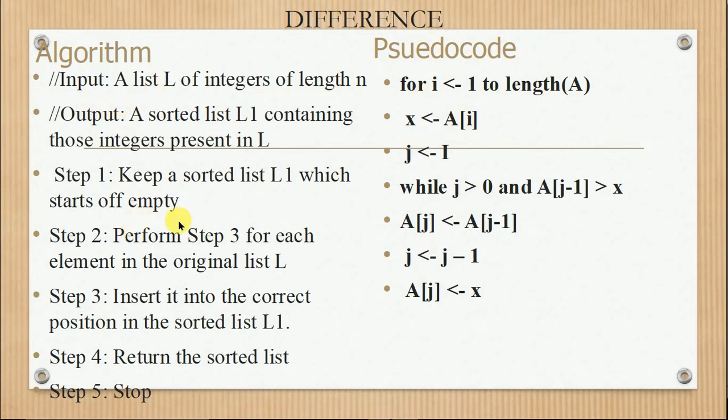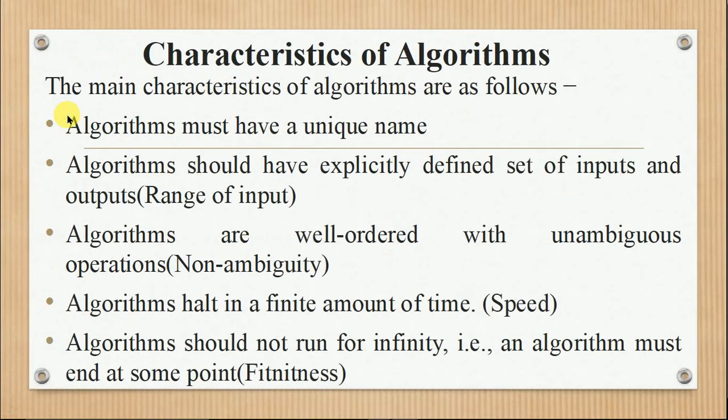So let me go with this. Here we have taken an algorithm to sort a list, and while seeing this you may not be able to understand what type of sorting method is used. Guys, here the insertion sort or the selection sort method is used to implement. So this comment is nothing but the second point in the characteristics, right? The second point in the characteristics that we have given here is the range of explicitly defined set of input and output, right?